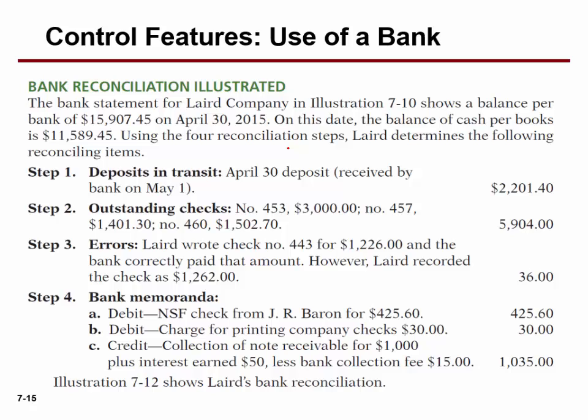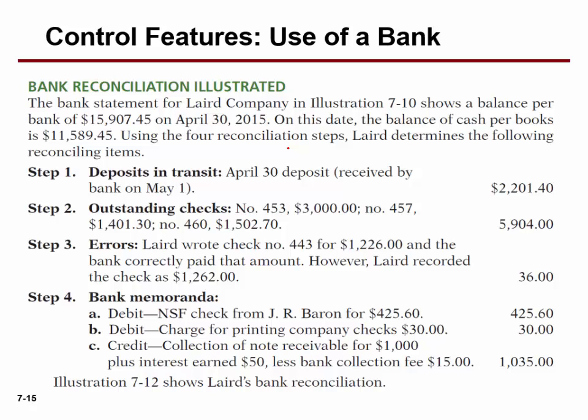Okay, so we've got this 5904. Then they tell us there's an error. Laird wrote a check for 1226, and the bank correctly paid the amount. However, Laird recorded the check for 1262. So we deducted too much from our bank account for that check, didn't we? We deducted 1262 and we should have only deducted 1226. Somebody transposed the numbers.